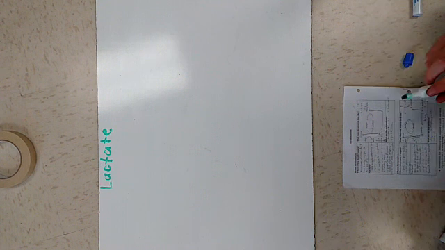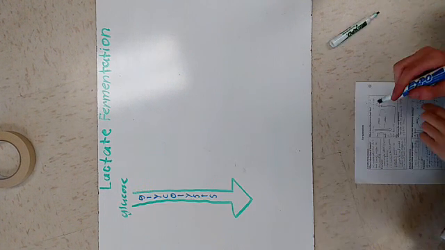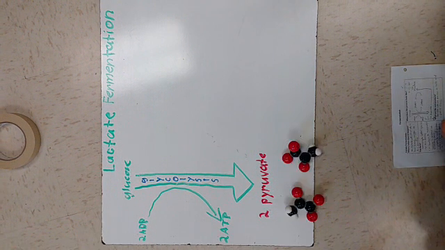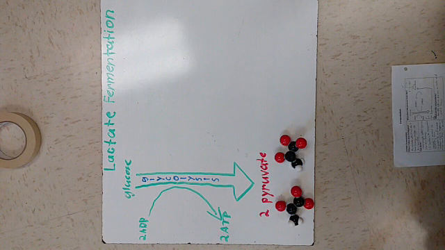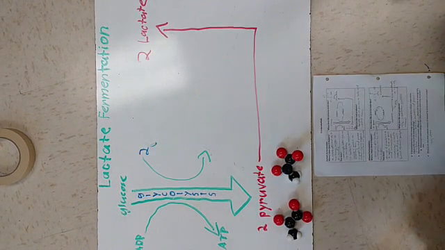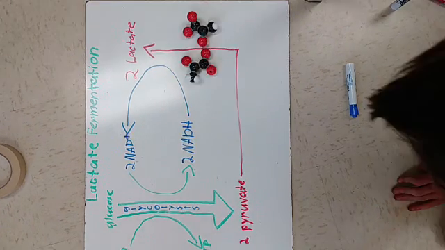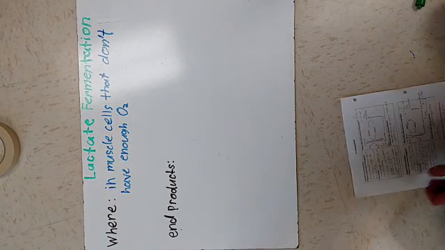One step is lactate fermentation. It goes through glycolysis, creating 2 pyruvates, and then becomes 2 lactates. In this process, NADH becomes NAD+. Lactate fermentation occurs in muscle cells that don't have enough oxygen. The end products are lactic acid and 2 ATP.